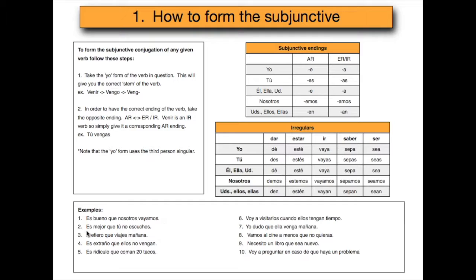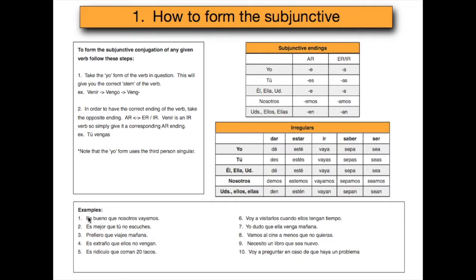Some examples. So, es bueno que. Remember that this was one of our trigger phrases. So, es bueno que nosotros, and then this is irregular, vayamos. Again, we'll talk about those here in a second. Number two, es bueno que, or es mejor que, tú no escuches.